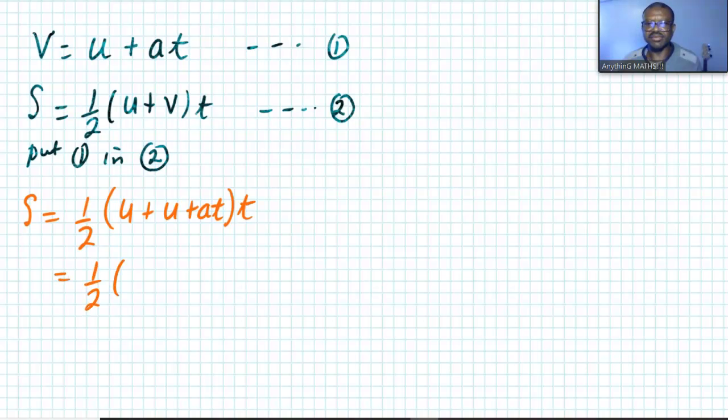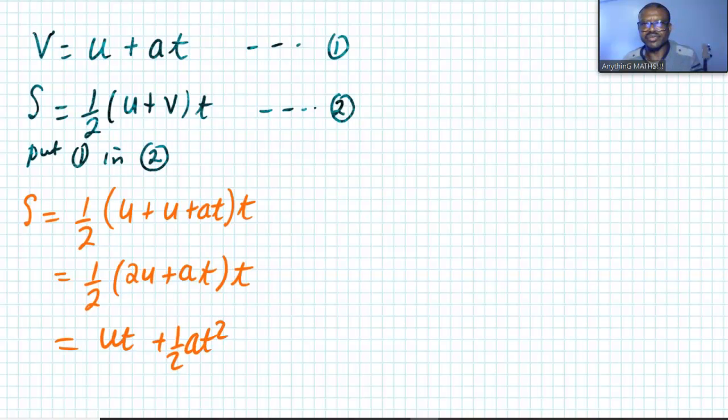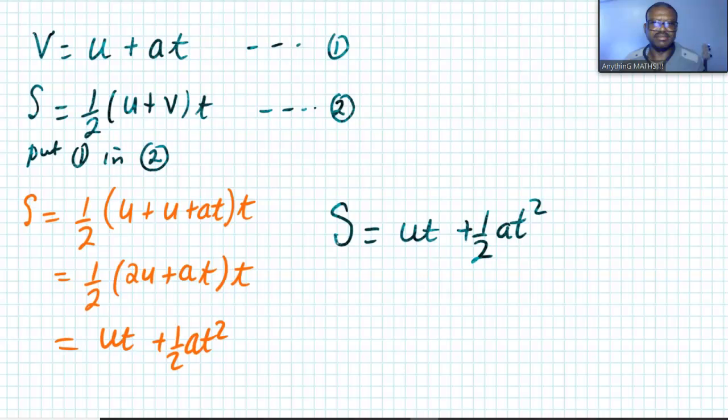And this will become 2U plus AT times T. Expanding, we're going to get UT plus half AT squared. It implies S is UT plus half AT squared. Nice. We've been able to express the displacement or the distance in terms of the initial velocity and the time. So if we don't know the final velocity, we can still find the displacement or the distance. Remember, depending on context.